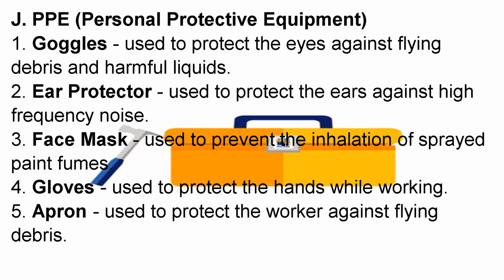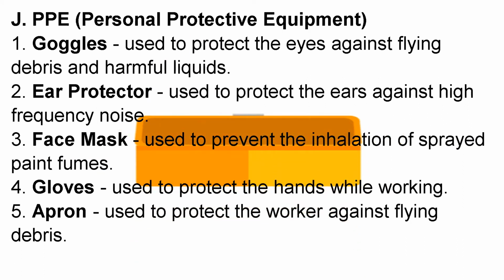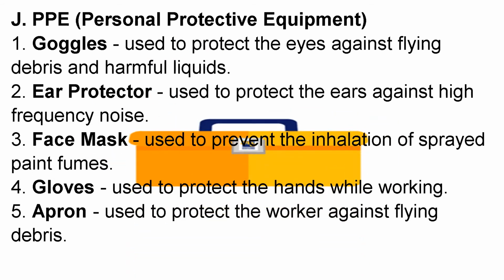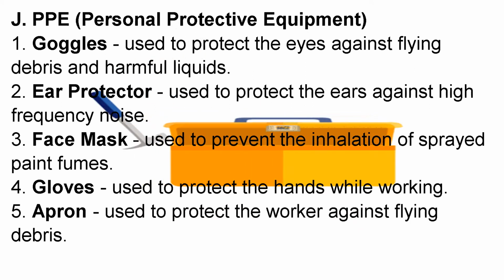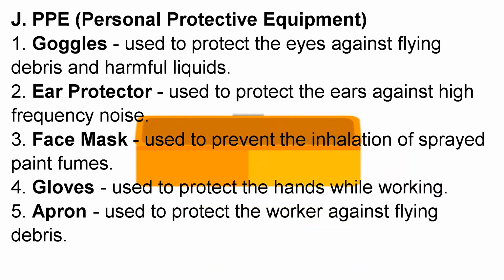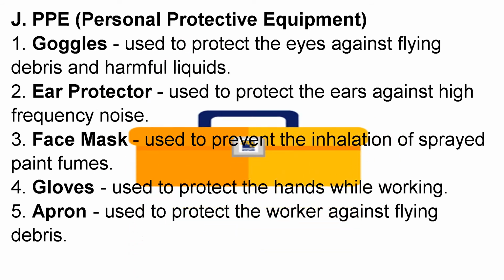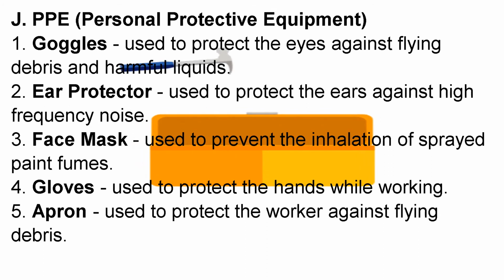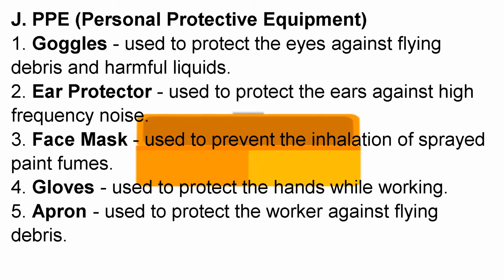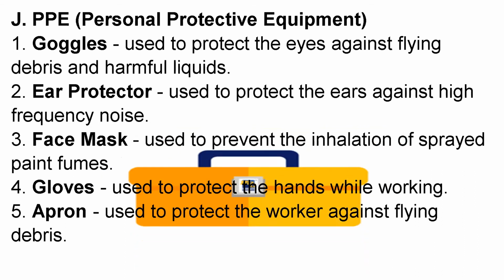The first tool, we have goggles. Goggles are used to protect the eyes against flying debris and harmful liquids. So you should wear your goggles to protect your eyes. Second, we have ear protector, used to protect the ears against high-frequency noise. Face mask, used to prevent the inhalation of sprayed paint fumes. So you should wear your mask.